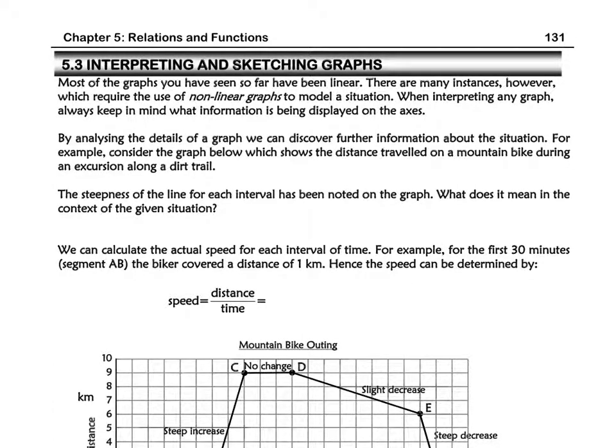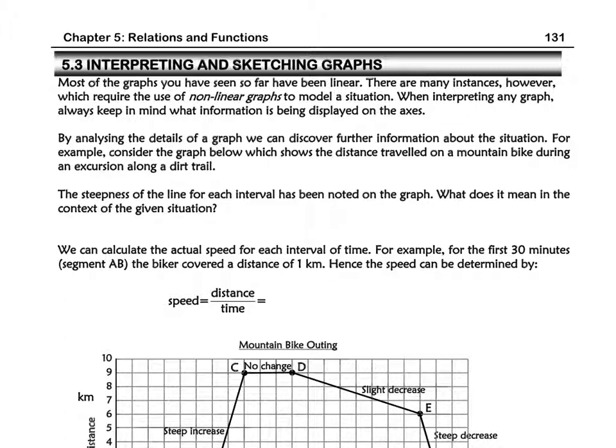Section 5.3 is on interpreting and sketching graphs, and many of the graphs we've seen so far in this chapter have been linear graphs, and we'll talk a little bit more about the qualities of linear graphs later in the chapter. The big thing about linear graphs is that they're straight lines.